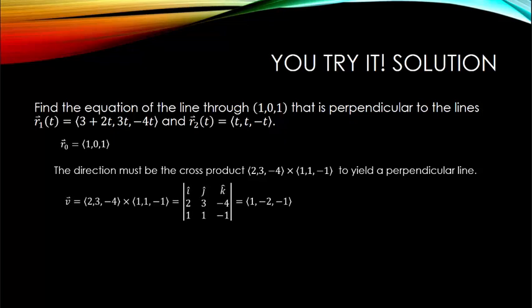This gives me a determinant of a 3 by 3 matrix with the first row populated by i hat, j hat, k hat, the second row populated by 2, 3, negative 4, and the third row populated by 1, 1, negative 1. This gives me a vector specified by the components 1, negative 2, negative 1. My vector r of t is given by the components 1, 0, 1 plus t times the components 1, negative 2, negative 1, giving me my vector r of t is equal to the components 1 plus t, negative 2t, and 1 minus t.